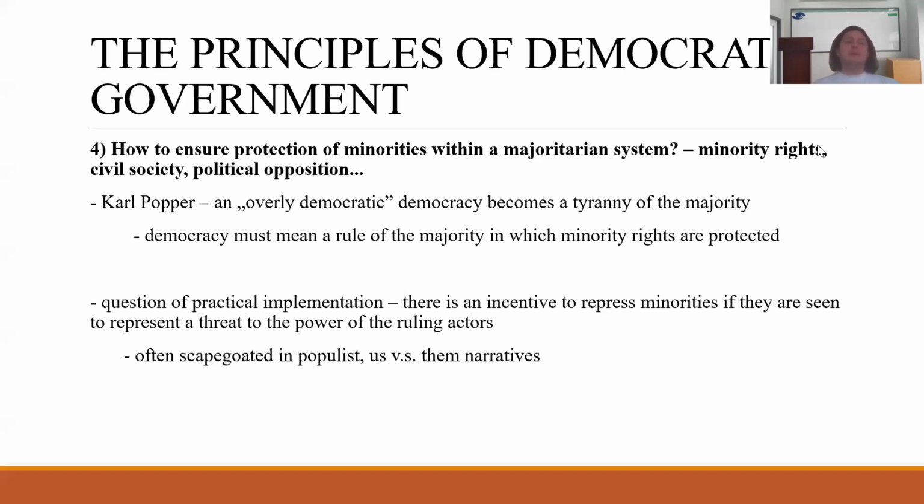The will of the people must be limited in some way, because if the will of the people is to eliminate other parts of the people, then a democracy is no longer a democracy. It becomes a tyranny of the majority over the minority. So democracy is the rule of the people, but it can never be the absolute rule of the people. It has to be a rule of the majority in which minority rights are protected.